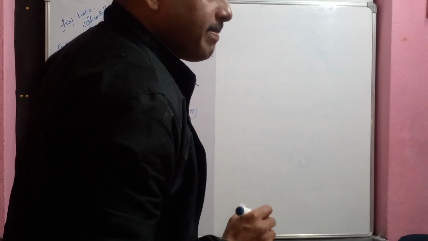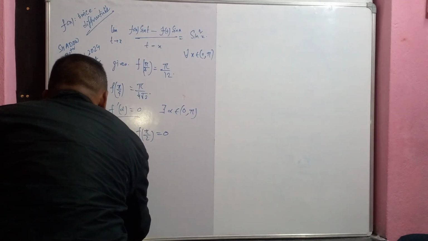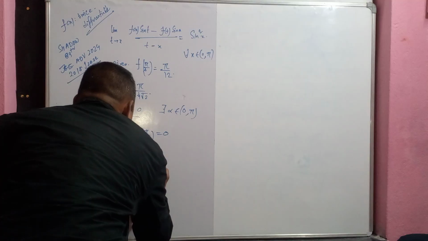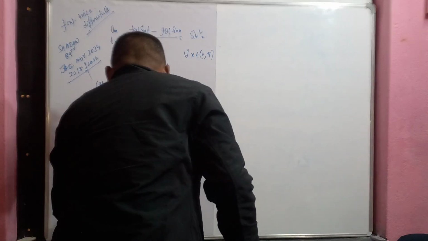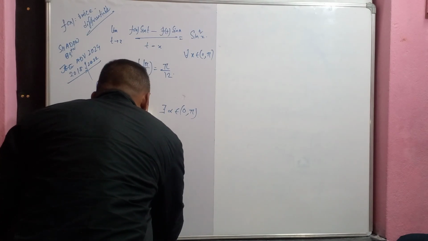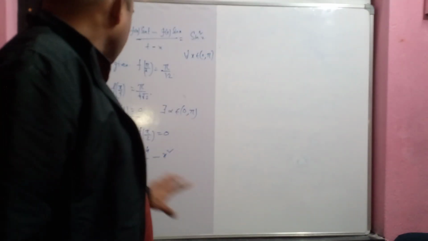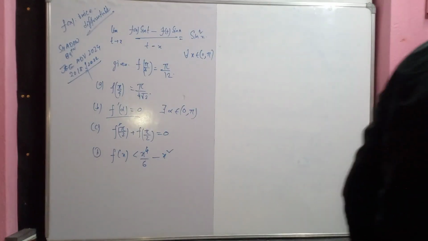And then the third one is f(x) less than x to the power 6 by 4 minus x square, in this continuous interval. These are the options; it is a multiple correct question. How will you do this?